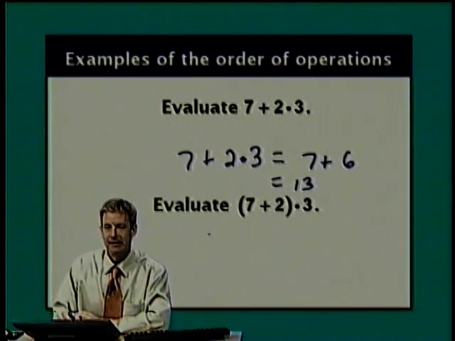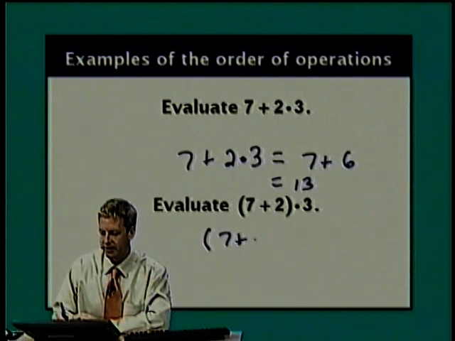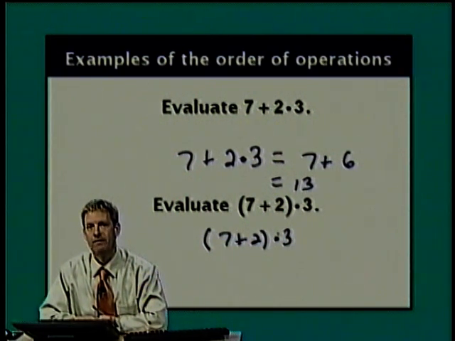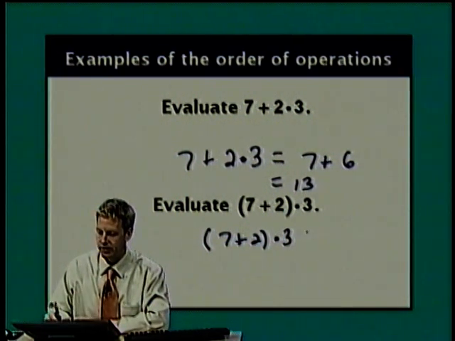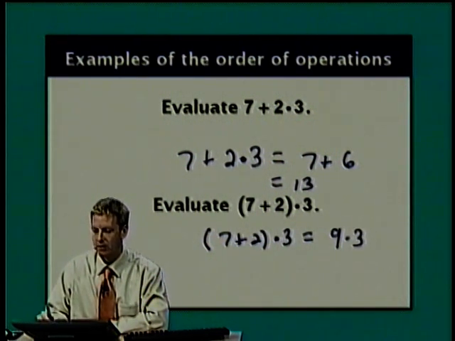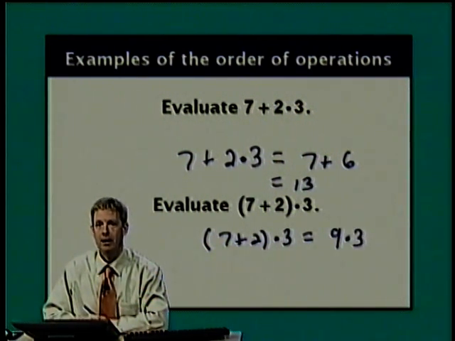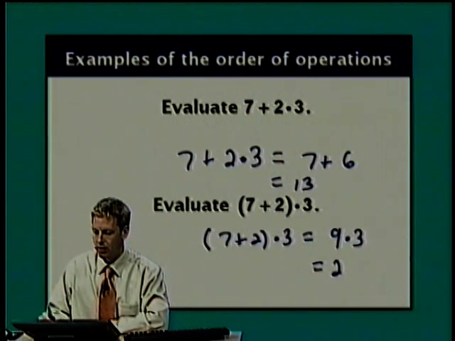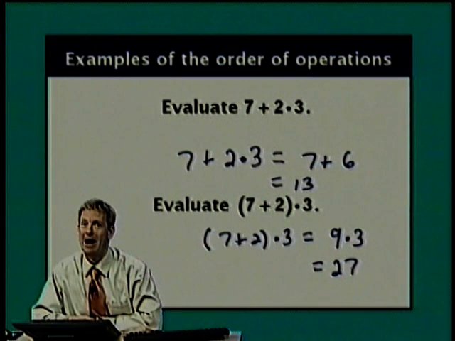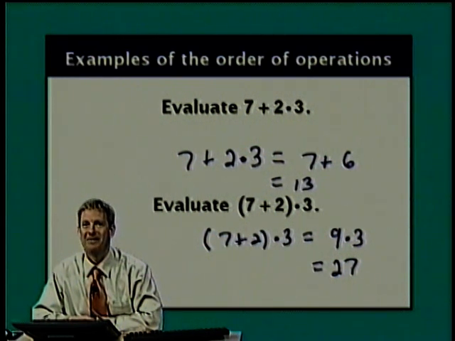In the second example, there are grouping symbols. And grouping symbols always take priority. So the first thing I need to do is find the sum, 7 plus 2. That's 9. 9 needs to be multiplied by 3. And 9 times 3 is 27. And notice that these grouping symbols had a big impact upon the value of the arithmetic.